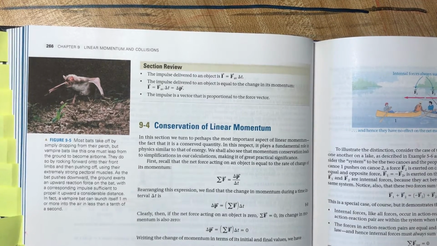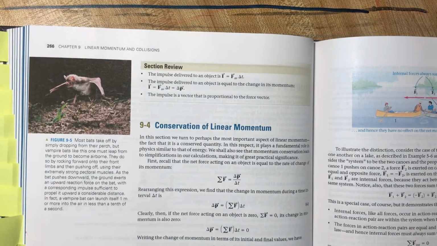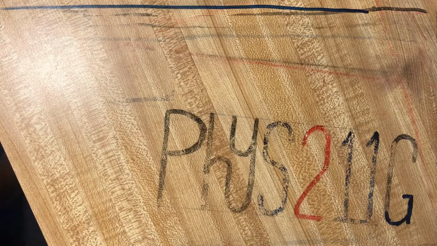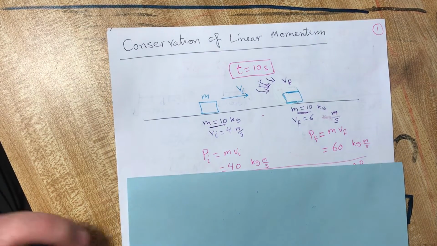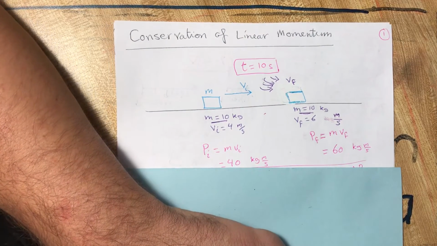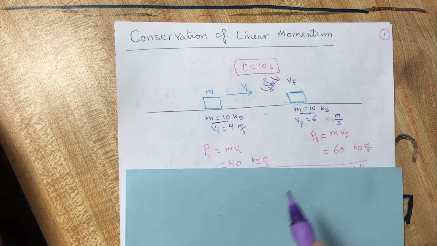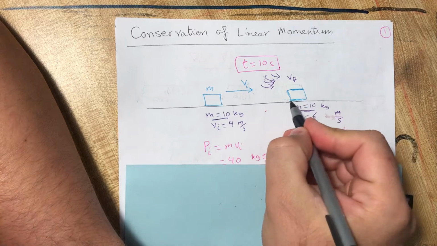Okay, students, we'll talk now about conservation of linear momentum, which is on page 266. As you watched in the video, linear momentum should be conserved if the external forces on the system are zero. Okay, now let us take this example to understand this point.